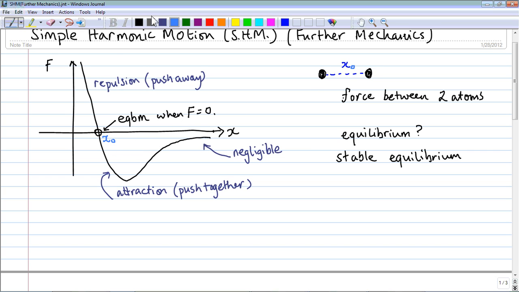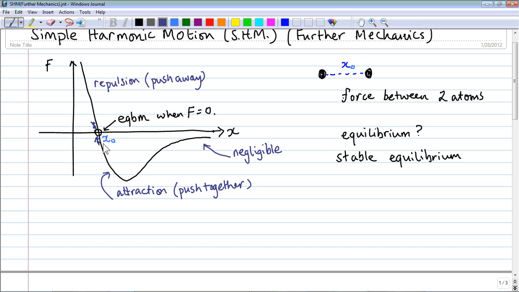If we move the atoms slightly farther apart, that means we're going down this curve. If we move them slightly farther apart, they experience an attractive force which pushes them back together. And if they move slightly closer together, they experience a repulsion which pushes them back to where we started. So this is a stable equilibrium.